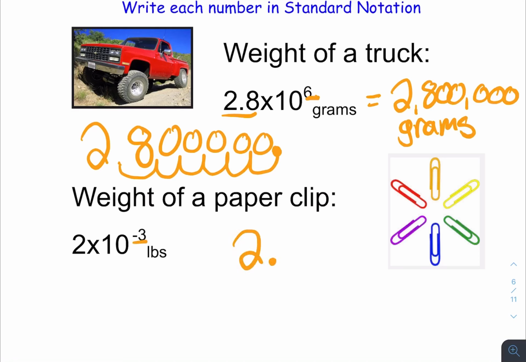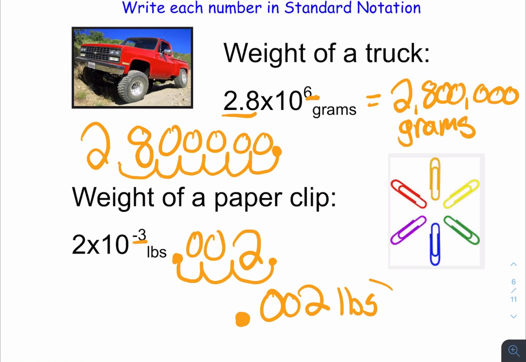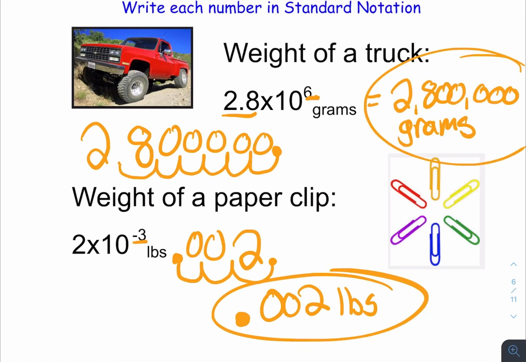So I have a 2 here, and the decimal point is right here. But now with a negative exponent, that means I'm going 1, 2, 3 spots to the left. And again, just like up above, fill in those missing pieces with a 0. So my answer for this one is the paper clip weighs 0.002 pounds. So those are my 2 answers there.